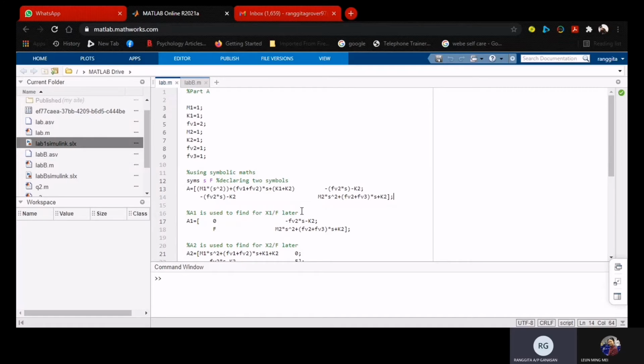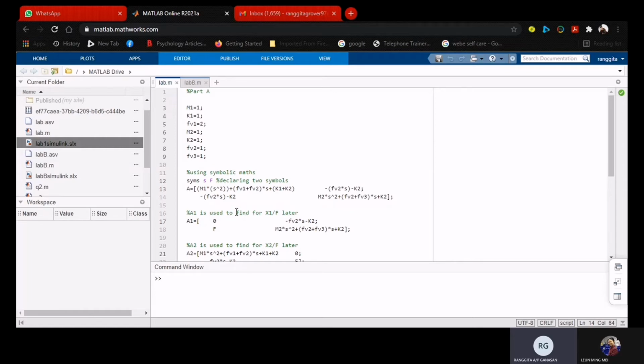Good evening, Dr. Sadikin. I'm Ranggita. I am Leun. From group 3 we would like to share with you our first lab's part A and part B results. This is the mechanical system. The parameters are given in the lab sheet. We will be getting approximately 2 equations according to figure 1 in the lab sheet. It's actually a 2 by 2 matrix, and line number 13 is x1 and line number 14 is x2.